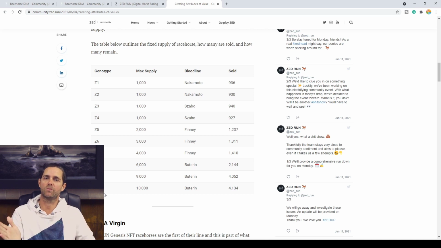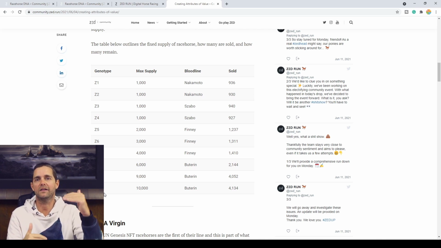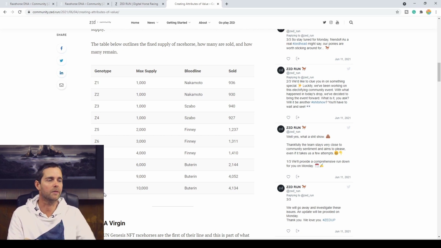So if I breed a Z1 with a Z1, it creates a Z2. 1 plus 1 is 2. Some pretty simple maths there. Let's get into some more complex maths. If I breed a Z2 with a Z5, it equals a 7. 2 plus 5 is 7. If I breed a 5 with a 5, it equals a 10. Okay, and those bred horses are no longer Genesis. We'll touch on what they are in a moment.